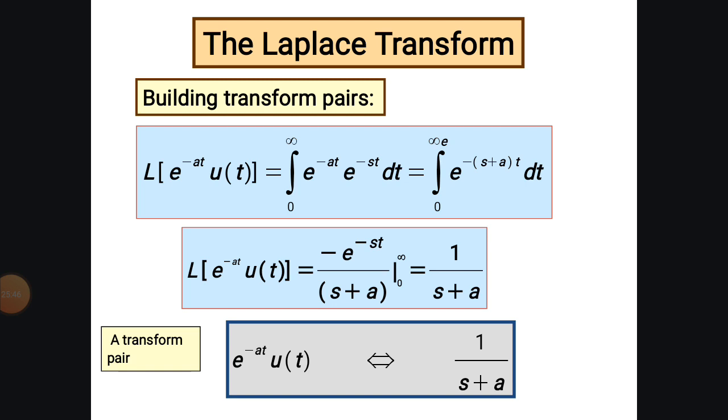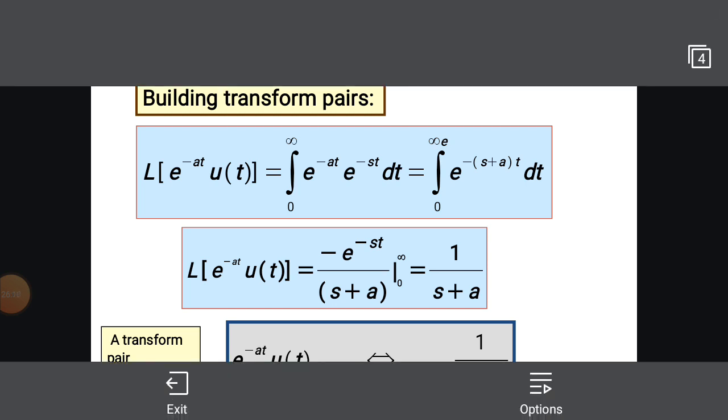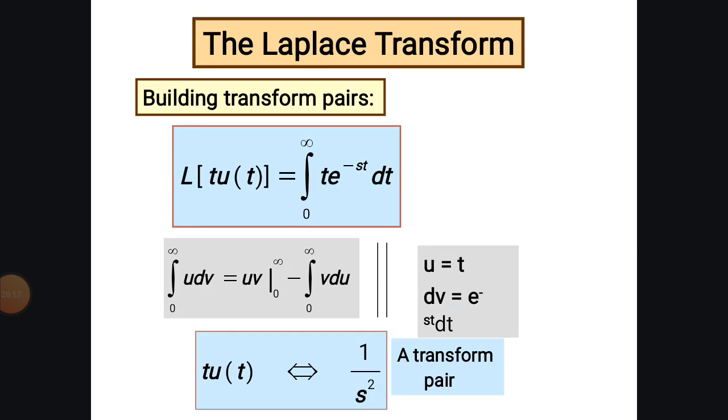So Laplace of e raised to minus at is 1 upon s plus a. So we can actually show you how it comes. Laplace of e raised to minus at u of t: we are taking the formula, substituting the values, then finding the integration, and substituting the limits from 0 to infinity, and then we are getting 1 upon s plus a. Remember this formula.